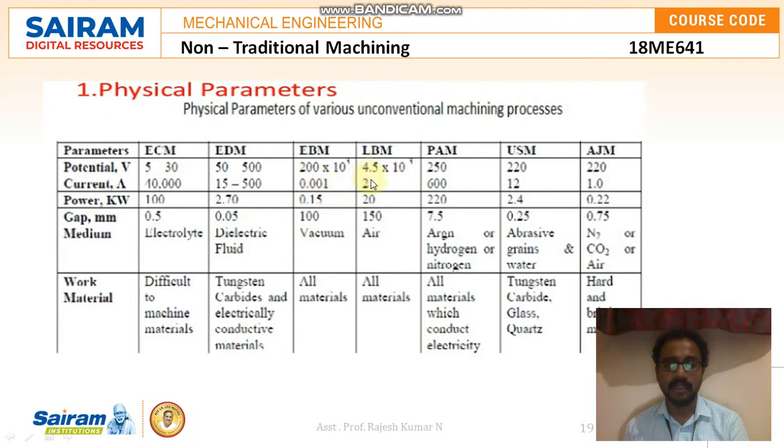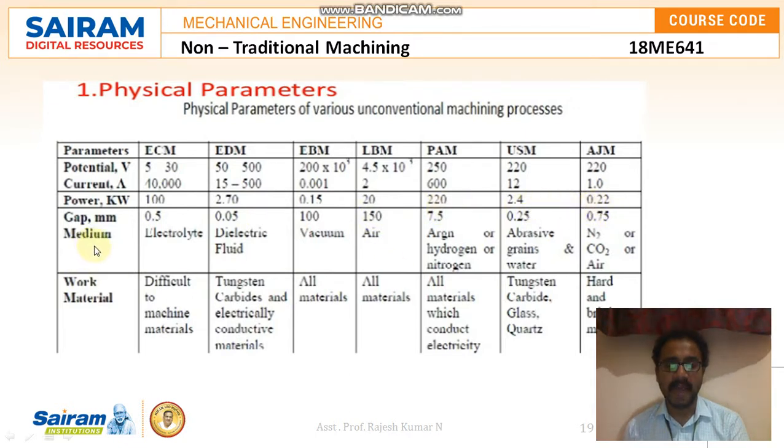Moving to laser beam machining, the potential required is 4.5 × 10^3 volts, and the current required is 2 amps. For plasma arc machining, the potential is 250 volts and the current is 600 amps. For ultrasonic machining, the potential is 220 volts and the current is 12 amps. For abrasive jet machining, the potential is 220 volts and the current is 1 amp. Moving to the power, for ECM, EDM, EBM, LBM, PAM, USM, and AJM, you can see 100, 2.70, 0.15, 20, 220, 2.4, and 0.22 kilowatts respectively.